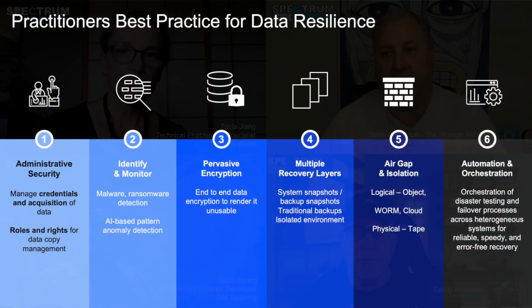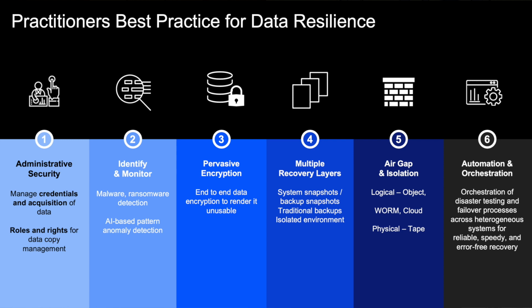So we are on this journey of talking about the 6 key capabilities that are necessary for architecting a truly data resilient environment. And so far we've talked about things around administrative security. We've talked about tools to be able to identify and monitor malicious activity going on in your environment. The last episode, we talked about pervasive encryption and making sure you're taking advantage of all the encryption capabilities your solutions have to offer. Today, we're going to talk about multiple layers of recovery.